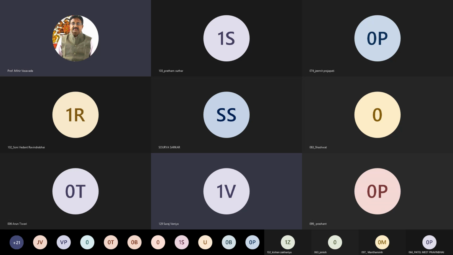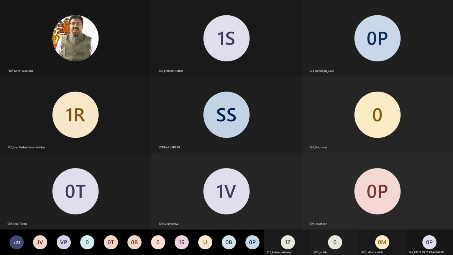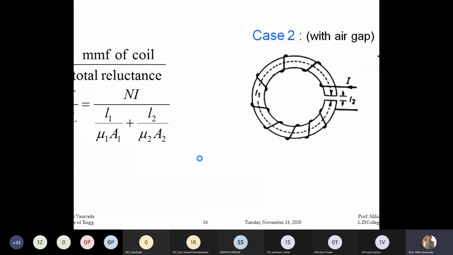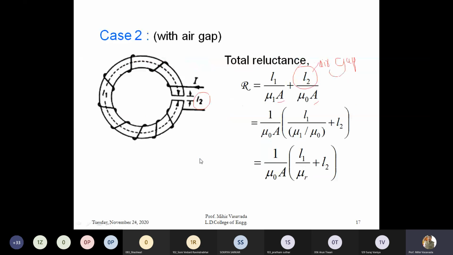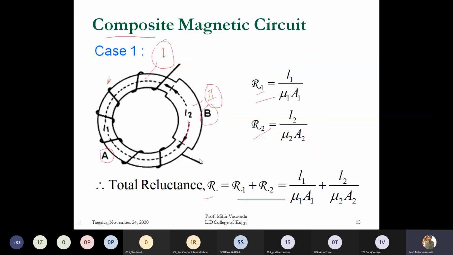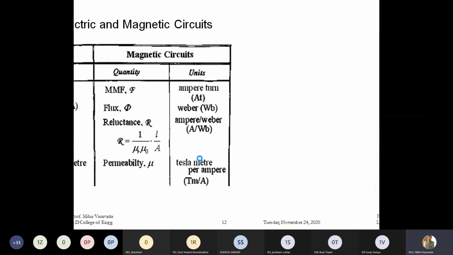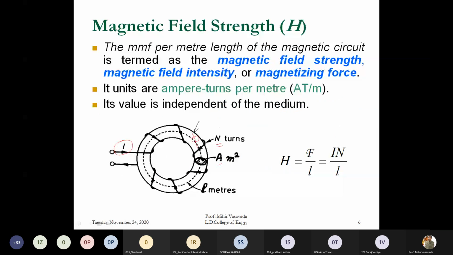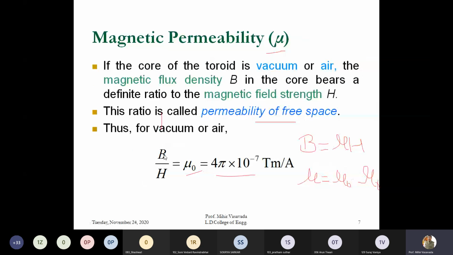Okay, I will repeat the same. I'm sharing my screen again. So actually both are composite magnetic circuits. If you look at this, I'm going back. Then this one, you can say, is a simple magnetic circuit.